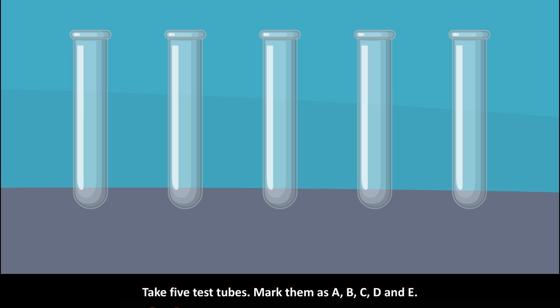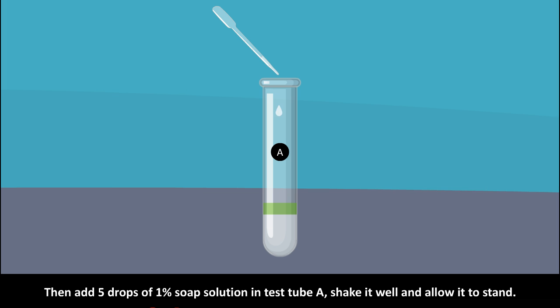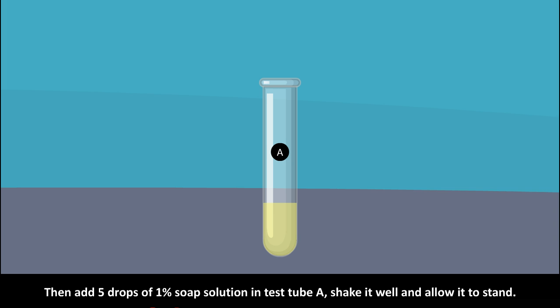Procedure: take 5 test tubes, mark them as A, B, C, D and E. Put 10 ml distilled water and 10 ml of different oils in each test tube. Then add 5 drops of 1% soap solution in test tube A. Shake it well and allow it to stand.